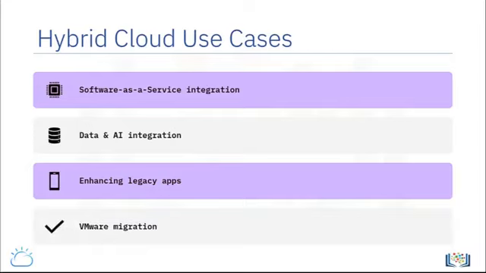VMware migration. More and more organizations are lifting and shifting their on-premises virtualized workloads to a public cloud without conversion or modification to reduce their on-premises data center footprint and position themselves to scale without added capital expense.